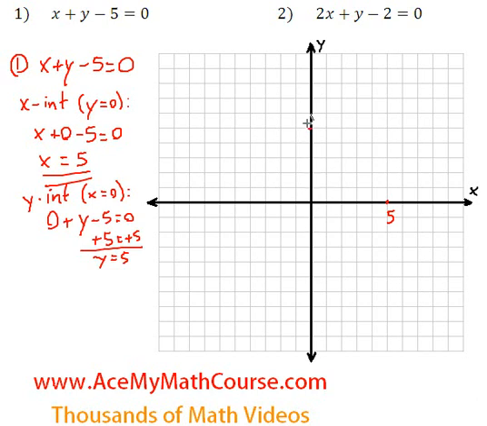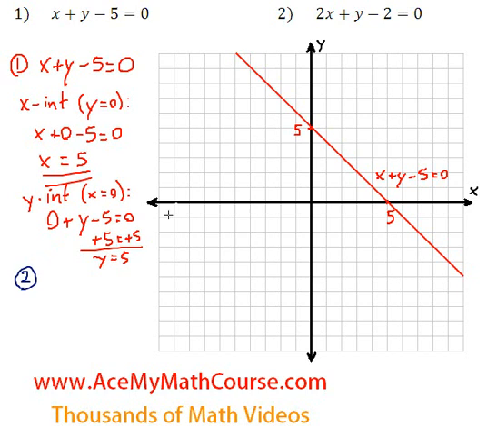Excellent. Then we can just connect the dots, and that way we're going to have the linear equation sketched. Okay, so that is x plus y minus 5 equals 0. Great, so question 2. So now let's do the same thing, same strategy we used for question number 1.